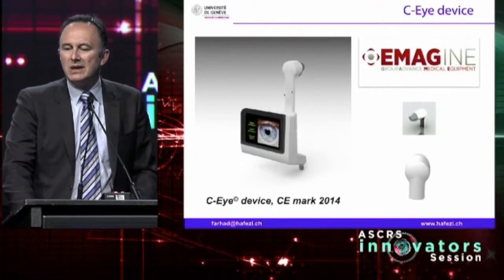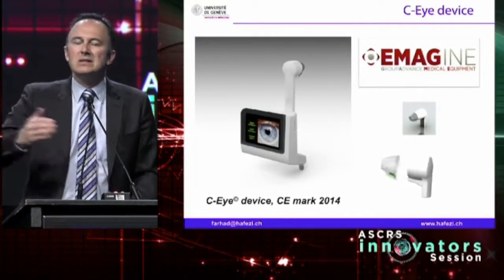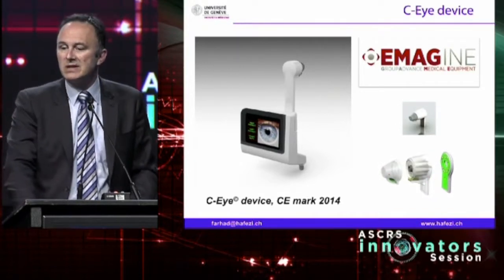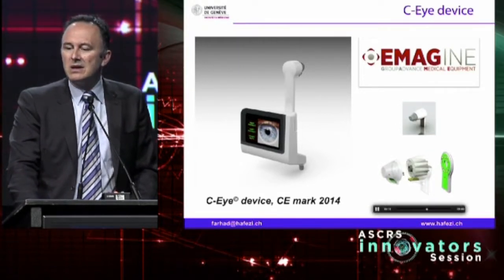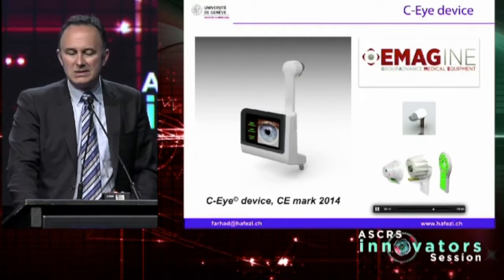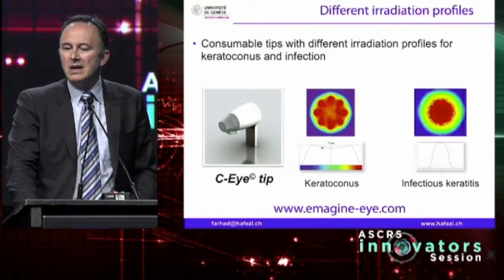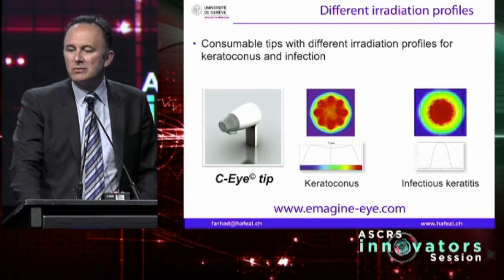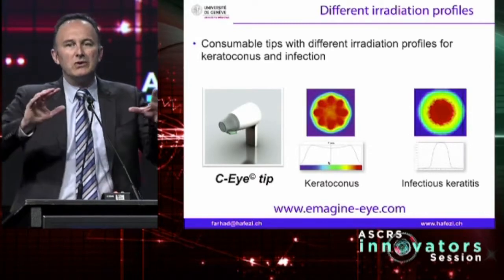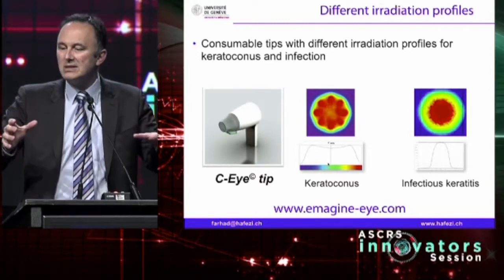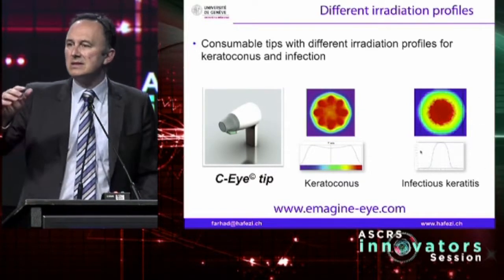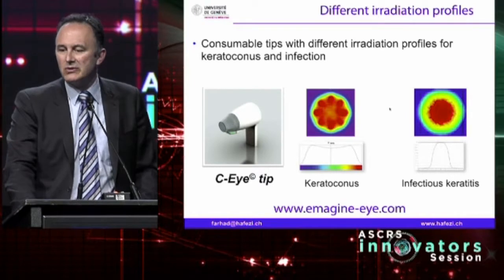It's a machine that will deliver all the intensities that currently can be used for keratoconus treatment, but also for infectious keratitis treatment. And it has a sterile tip that can be replaced. This tip is important because it contains a lens system, so this tip will either allow us to perform a keratoconus treatment with more energy in the periphery of the cornea for ectatic disease, or with an adapted irradiation profile that is optimized for infectious treatment.